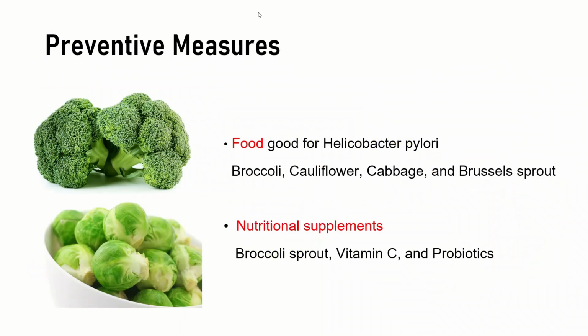Foods good for Helicobacter pylori include broccoli, cauliflower, cabbage, and Brussels sprouts. It is also a good idea to take broccoli sprouts, vitamin C, and probiotics.